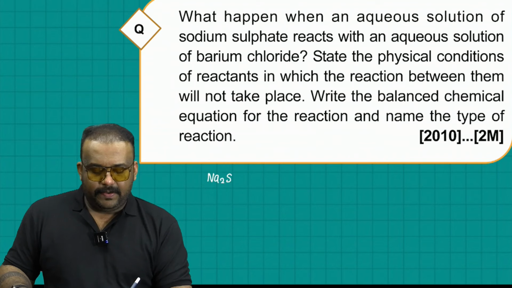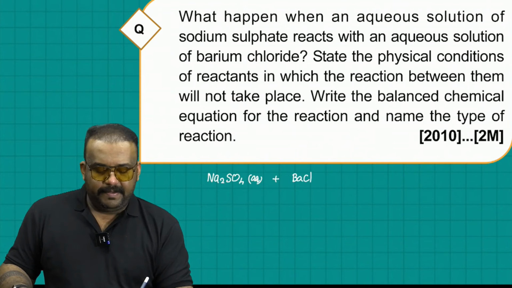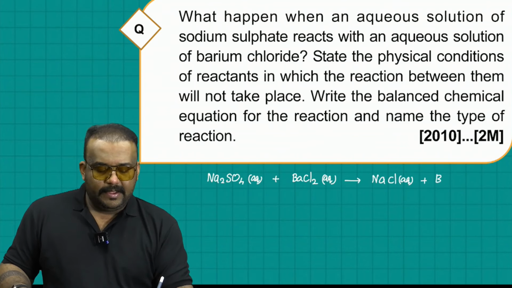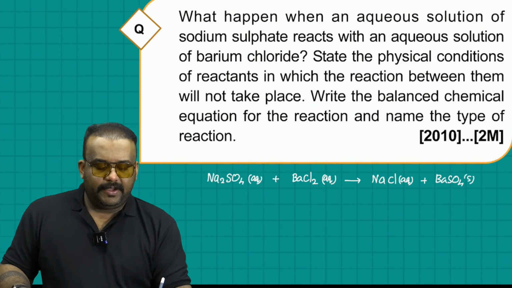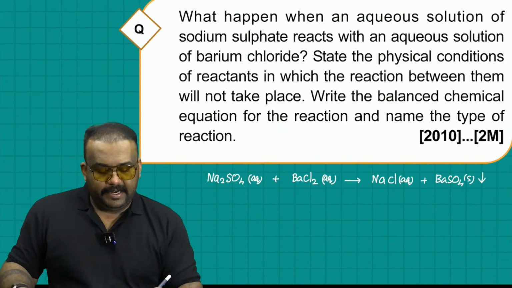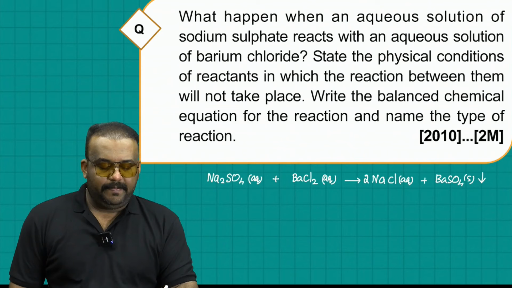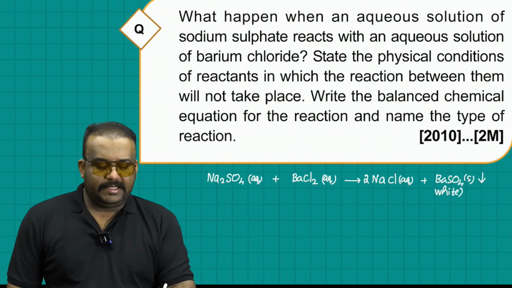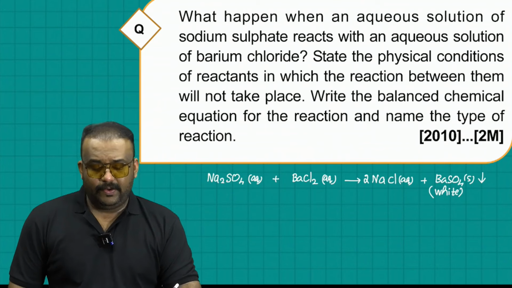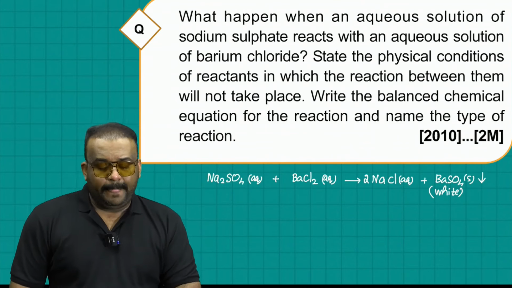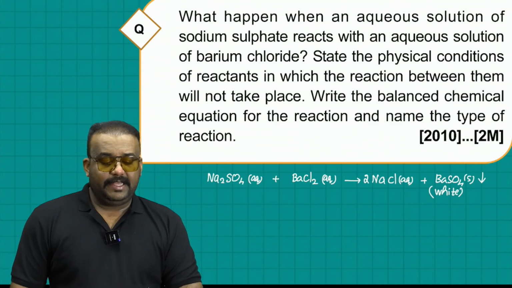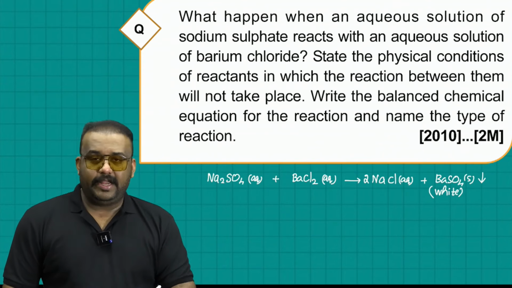Sodium sulfate was Na2SO4 aqueous solution reacting with barium chloride, which is BaCl2 aqueous, and you are getting sodium chloride aqueous plus barium sulfate solid, because it is insoluble in water, so it will precipitate in the bottom of the test tube. So a white colored precipitate is formed when you mix barium chloride with sodium sulfate. Is it clear? State the physical conditions of the reactants in which the reaction between them will not take place.